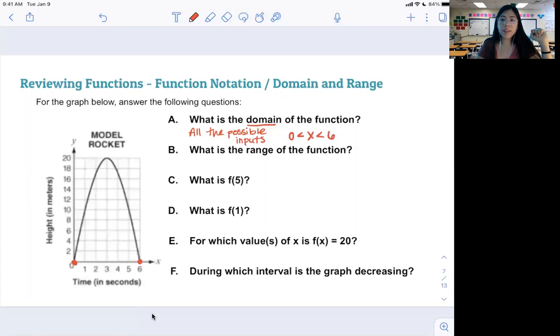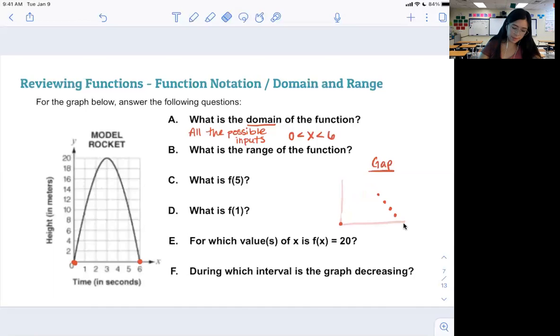Now, let me show you an example of a gap. One example would be like if it was like this. Just a bunch of dots without connecting them. So this would be full of gaps, right? Because there's no line that connects everything.